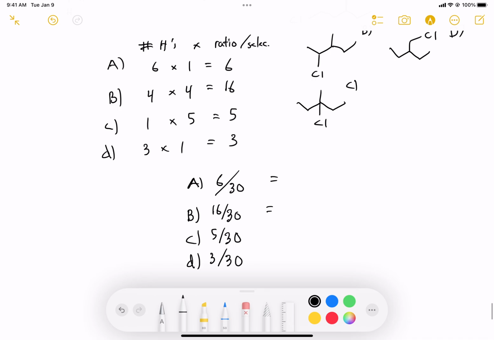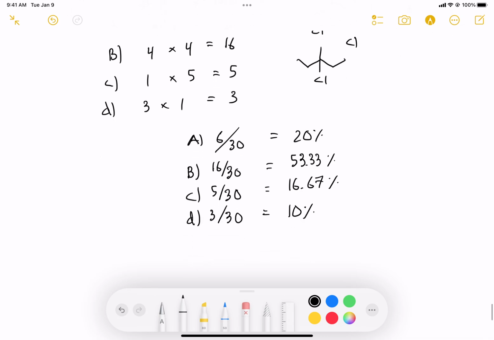Okay. So if we represent these as percents, we would get 6 over 30. That is 1/5. So this will be 20%. 16 over 30, that's over 50%. 5 over 30 is less than 20%. Then lastly, we get D, which is 10%. So that will be our abundance ratio there.